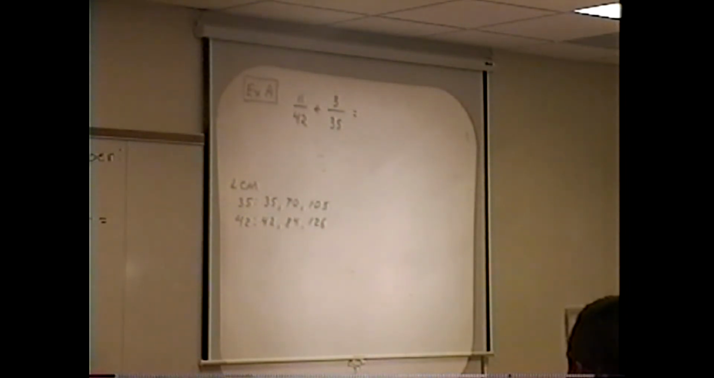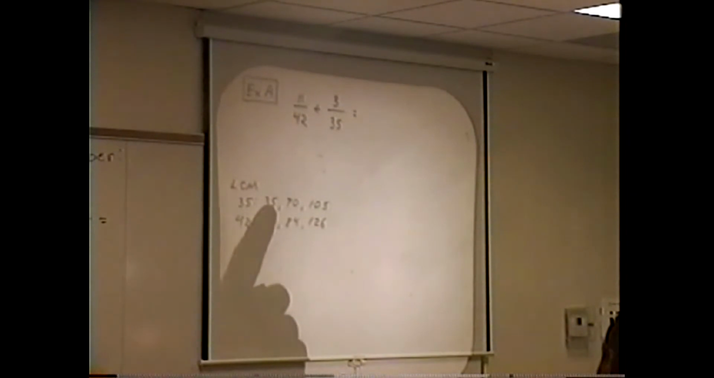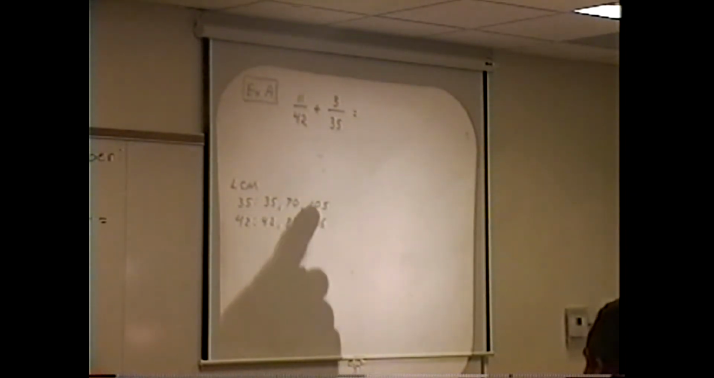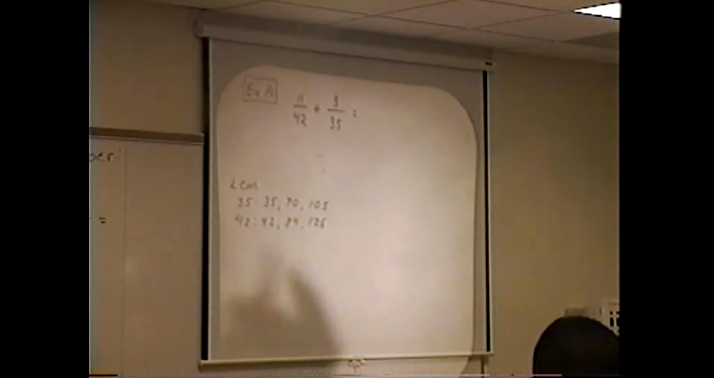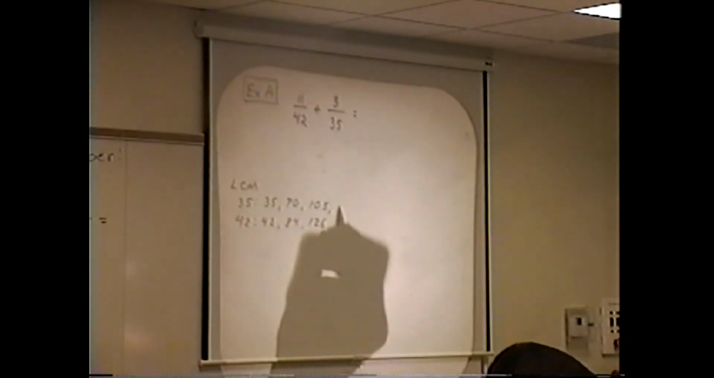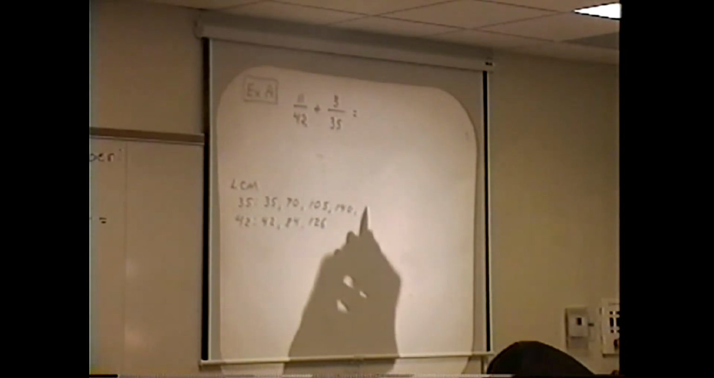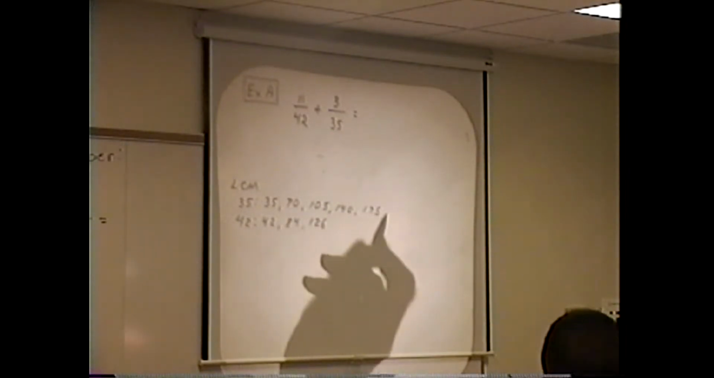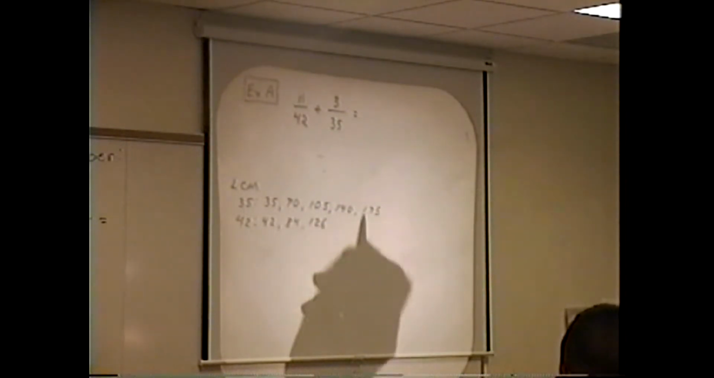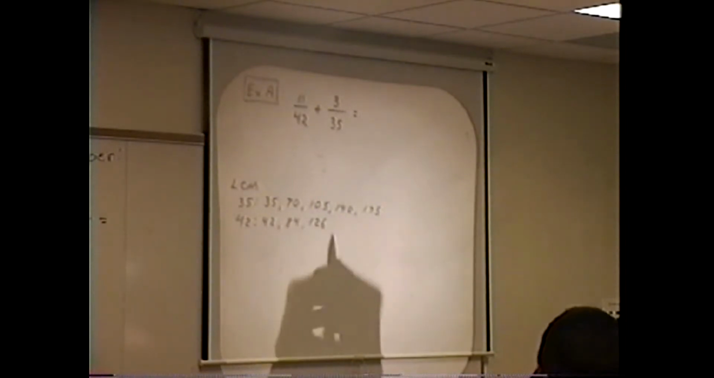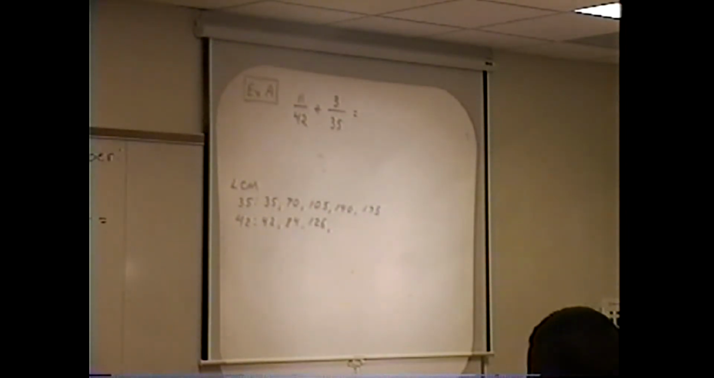You just add them together to get that? No, I'm looking for multiples. I'm writing the multiples of 35. 35 times 1 is 35. 35 times 2 is 70. 35 times 3 is 105. 35 times 4? 140. 35 times 5? 175. Clearly, I'm just adding 35 every time, but these are the multiples of 35. I need to write the multiples of 42 as well.